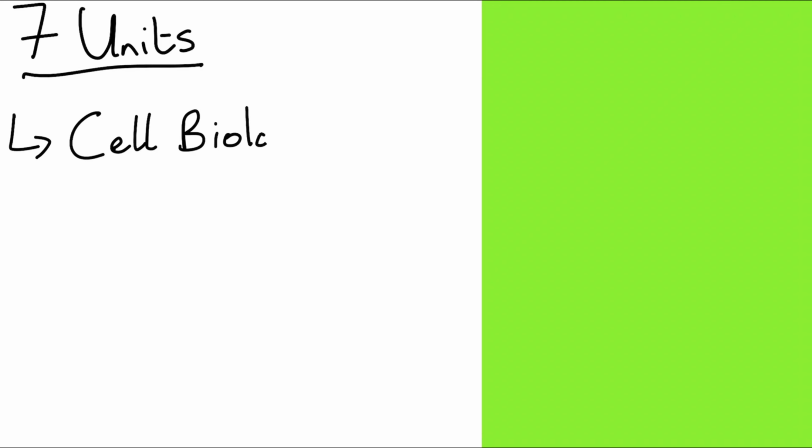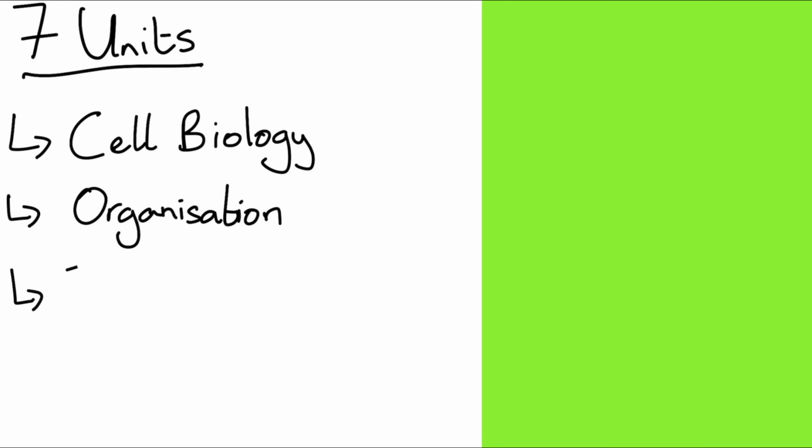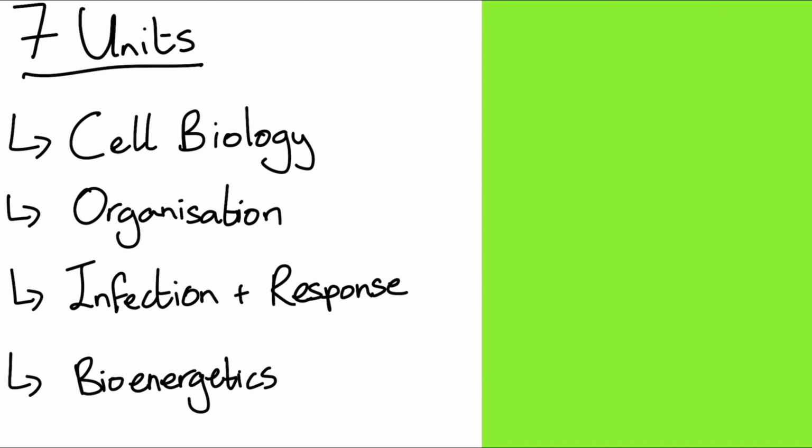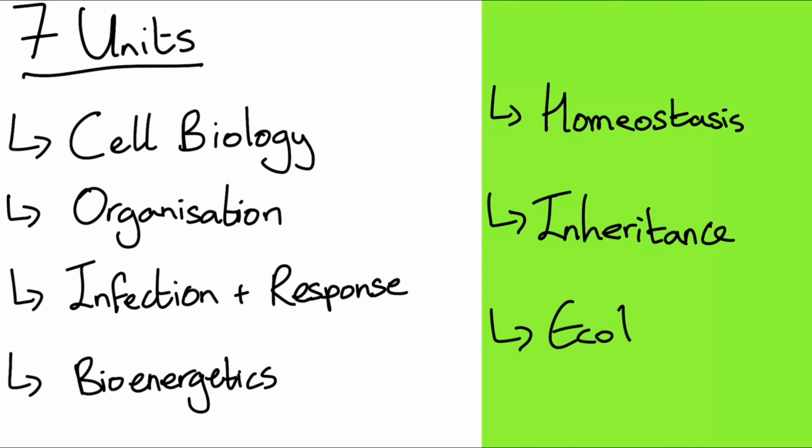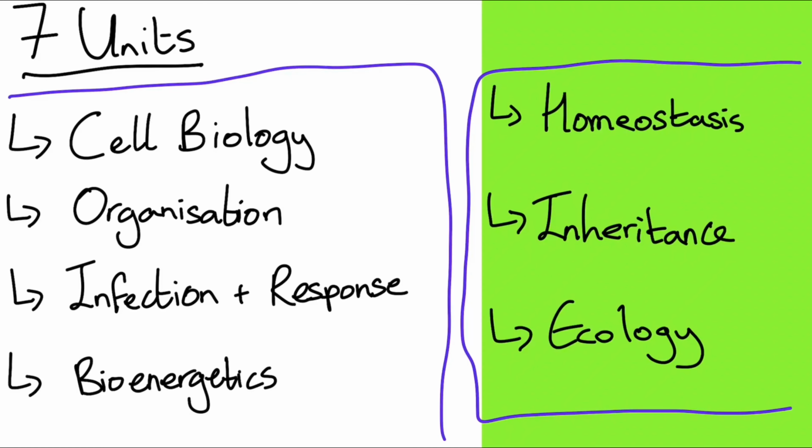Whichever syllabus you're doing, each one is split into 7 units. Okay, you have topics in cell biology, organisation, infection and response, bioenergetics, homeostasis and response, inheritance, genetics and evolution, and ecology. Each of these topics only appear in certain papers. The first 4 units, cell biology, organisation, infection and response, and bioenergetics, only appear in paper 1. Whereas homeostasis, inheritance, genetics and evolution, and ecology only appear in paper 2.